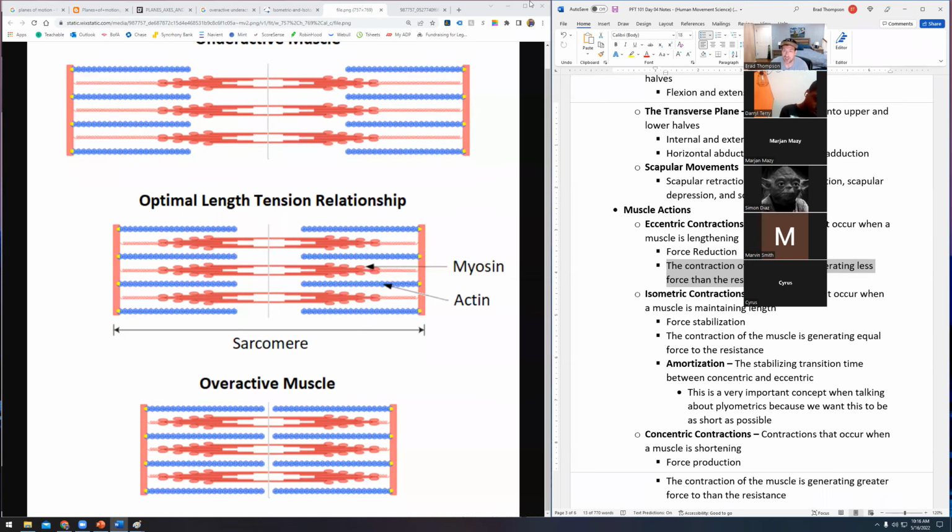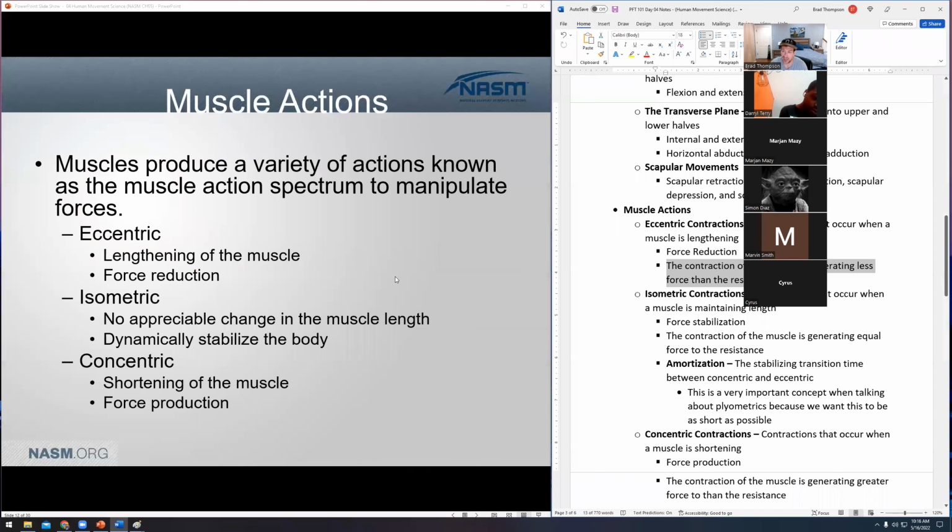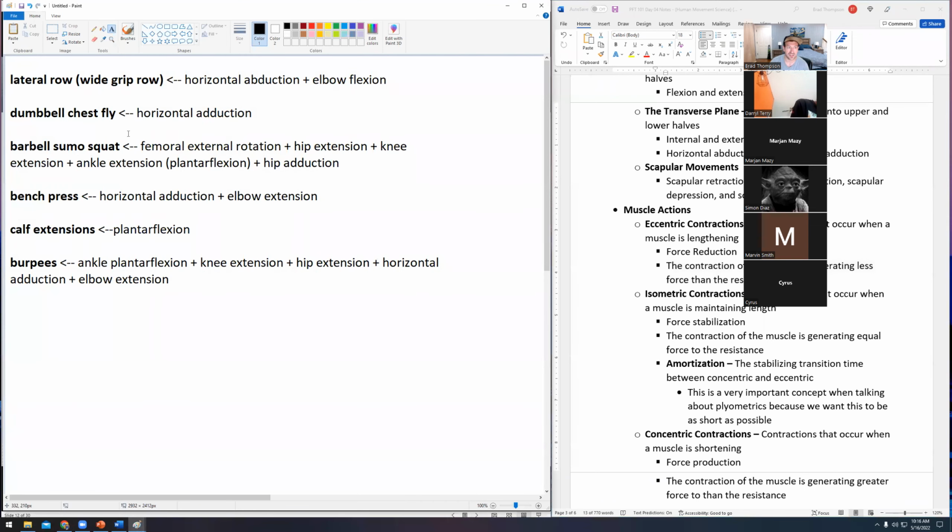Now again, go back to what I just said a minute ago. We don't label our joint actions based on when the muscle's reducing force. We label them based on when the muscle's producing force. So why was the lateral row, the wide grip row, why was that horizontal abduction? Because obviously I have to relax the other way, right? I have to relax it back down. Well, I don't label it based on when it's relaxing. I label it based on when it's actively contracting. So that's the force production part of the movement. Therefore, that movement is called abduction because it's the force production part.